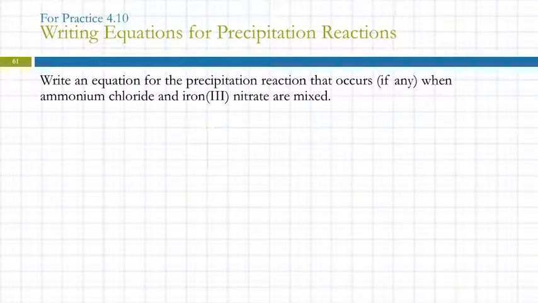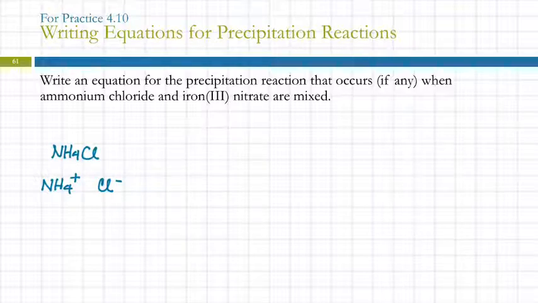Write an equation for the precipitation reaction that occurs, if any, when ammonium chloride and iron 3 nitrate are mixed. So we're going to get some nomenclature practice here too. So these are ionic compounds. We've got ammonium chloride. So I need to write the formulas for the ions with their charges before I can write the formula for the compound. So ammonium ion and chloride ion, and I use their charges to help me put them together. That's NH4Cl.